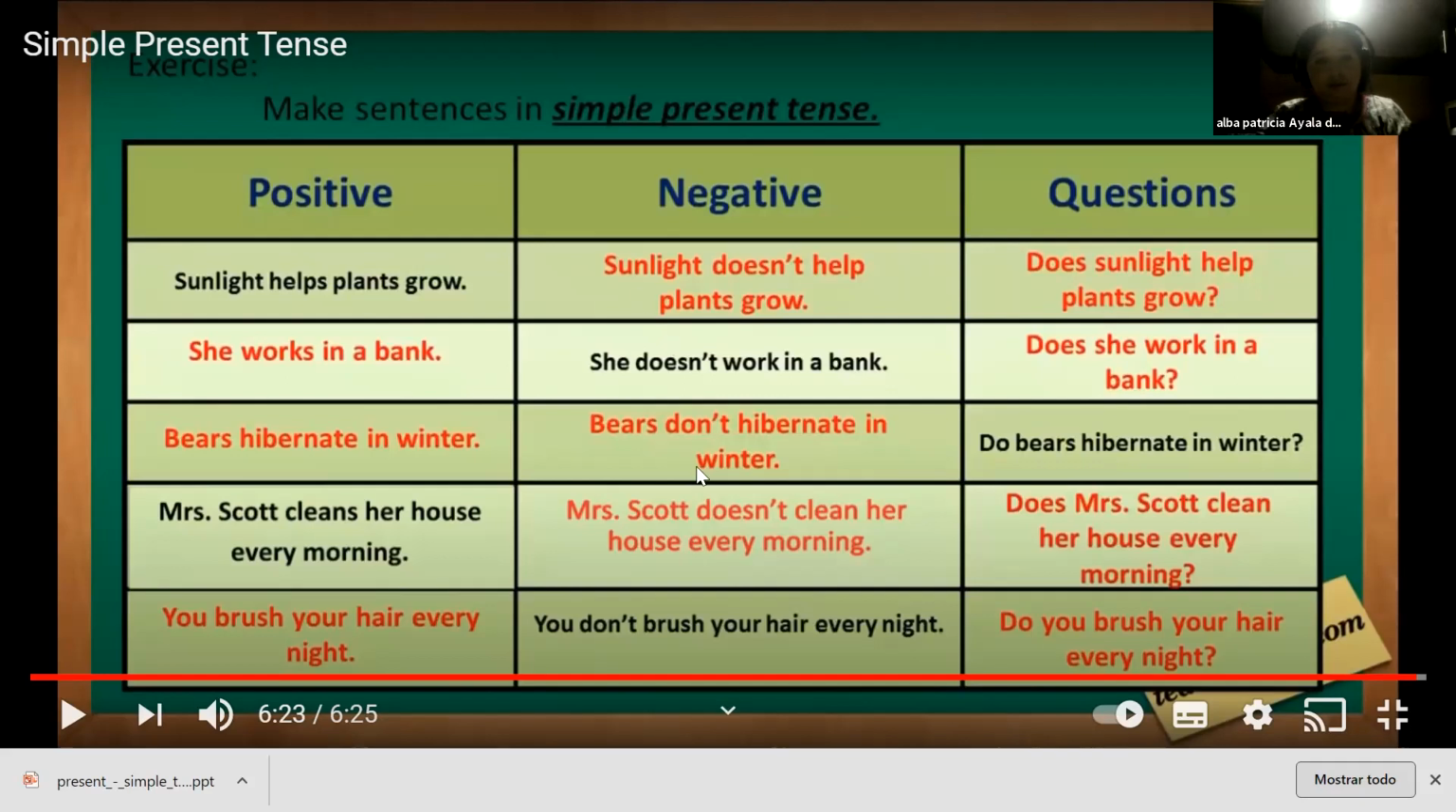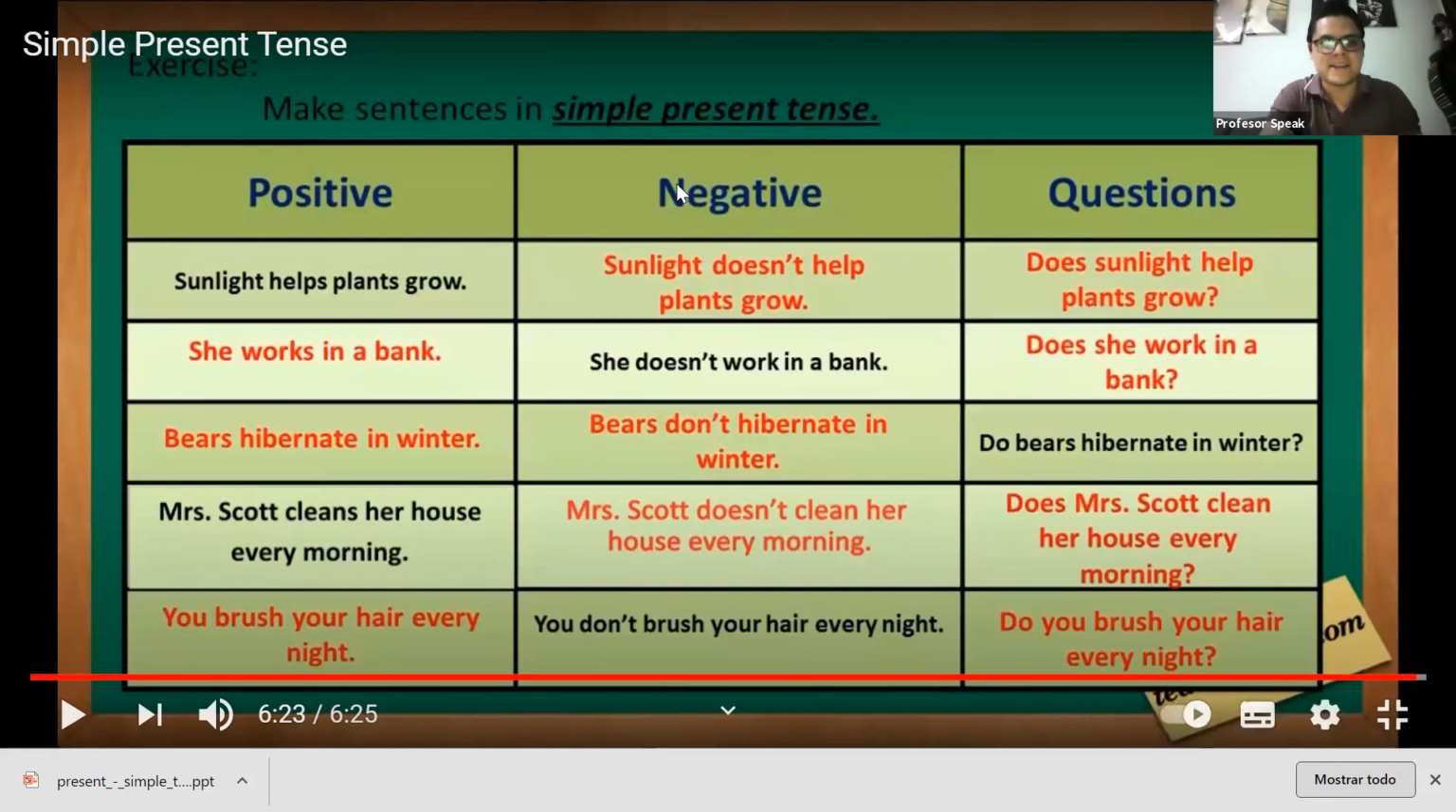Okay, all right. You don't brush your hair, Patty, hair. Repeat, hair. Hair. Yes, you don't brush your hair every night. Do you brush your hair? Okay, all right, hair is the correct pronunciation. Okay, very good.